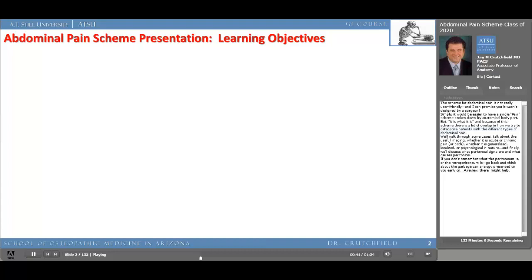If you don't remember what the peritoneum is, or the retroperitoneum, go back and think about the garbage can analogy presented early on this year. A review there might help and be a good place to start. Let's work our way through some learning objectives.